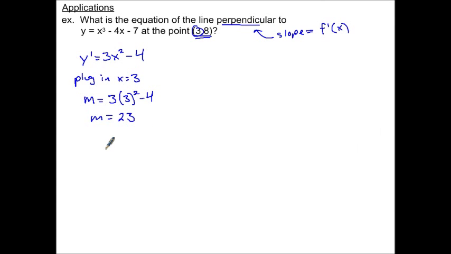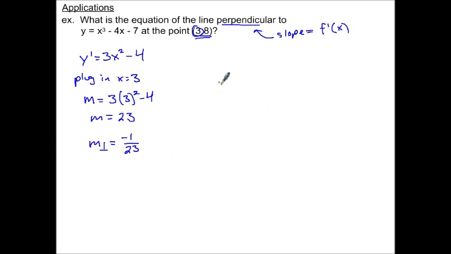Alright, so there's the slope of the curve, but I want to be perpendicular to that. So the slope of any perpendicular is, of course, the opposite reciprocal. So now this becomes -1/23rd, which admittedly is not the prettiest number you've ever seen, but there it is.